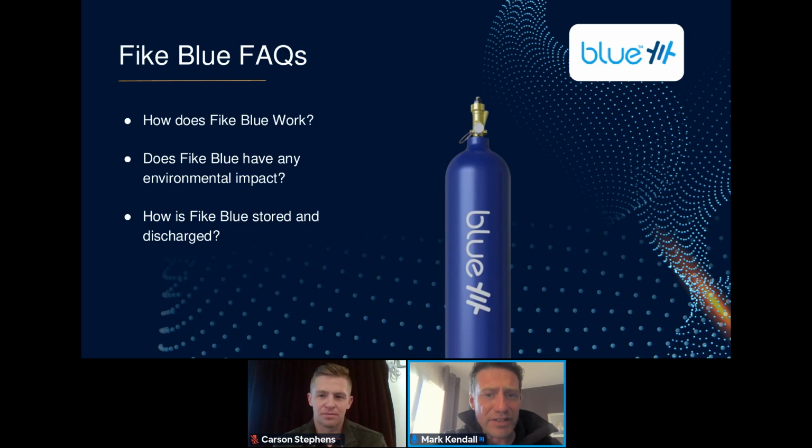It's stored in a cylinder, as we can see on the screen there, under pressure, roughly around 10 bar. When we detect an event within the module, we push the blue into the piping network. At that stage, it's still held with a heat-sensitive head before it goes into the module. So only when that heat-sensitive head releases does the blue then go into the module itself.